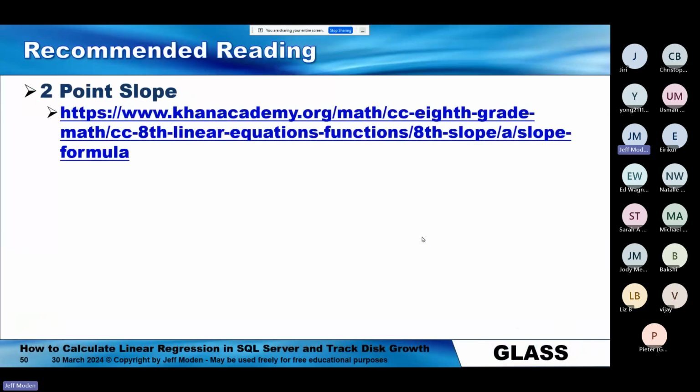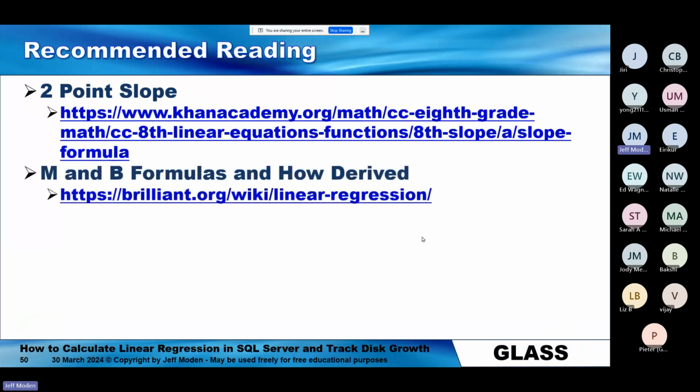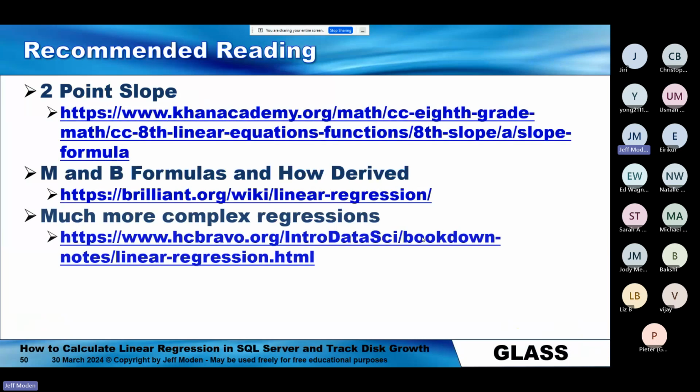References, just some recommended reading. This is good for the 2-point slope. This is good for the M and B formulas and how they are actually derived if you wanted to do a deeper dive on them. And they have more complex regressions other than just regular linear regression.